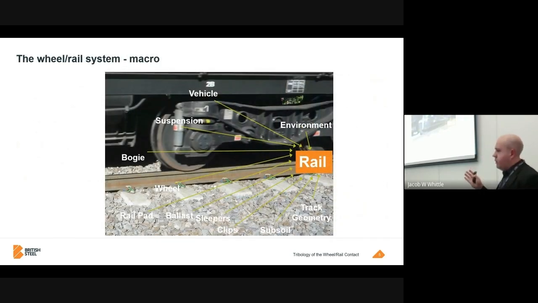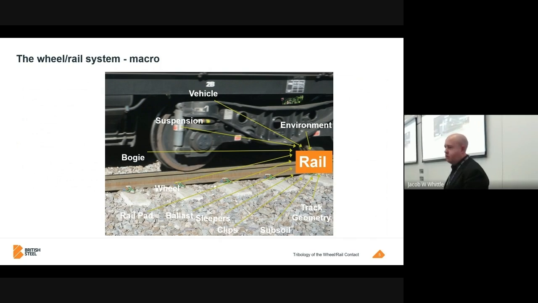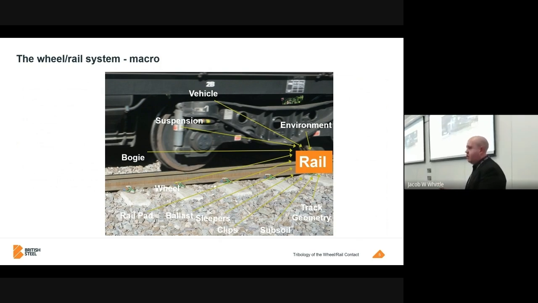But before we go any further, let's just step out a bit. So I've spent most of my time since I did my PhD looking at the wheel rail contact. It's a very small system, but a lot of things going on. And in academia, when I was in academia, I tended to get very focused on just what's going on in that contact. But what's happening in that contact is a result of a much bigger system that's operating outside.